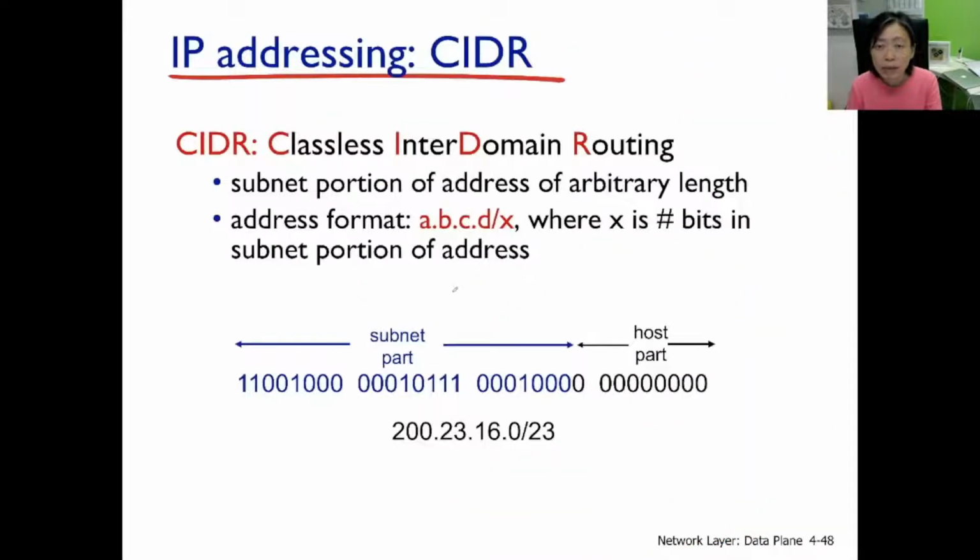Until now, in all these subnet addresses, we see this part being 24. But this is not quite true. To be more formal, the subnet part of the IP address can be arbitrary lengths. So the general format looks like this: the IP address on the left, and then a slash and a number x on the right. This indicates the number of bits in the subnet part. In this example, the subnet part is 23 bits long, the blue part, only 23 of them. Therefore, the host part gets 9 bits.